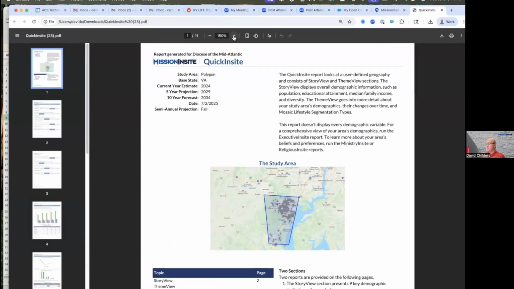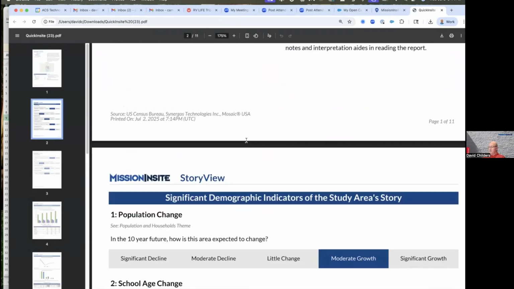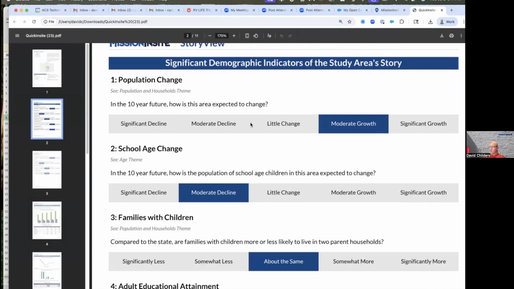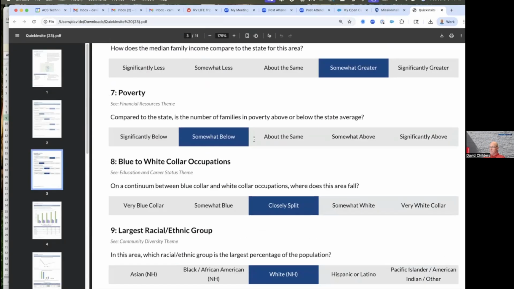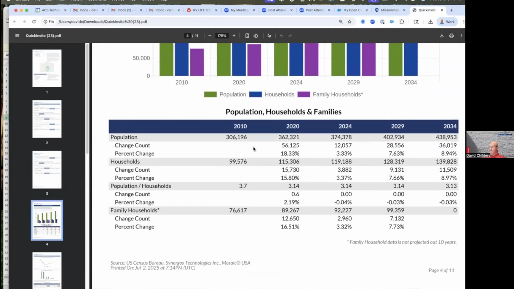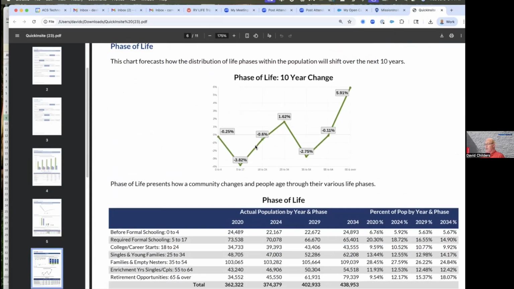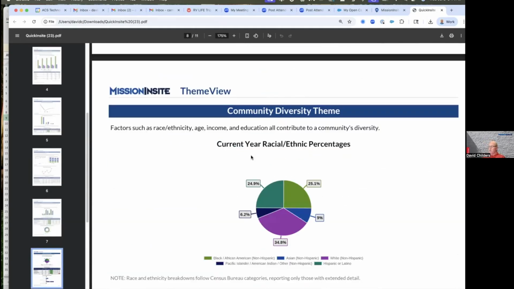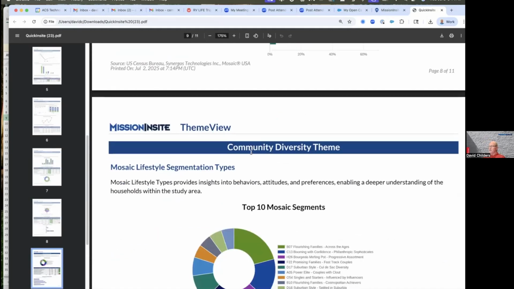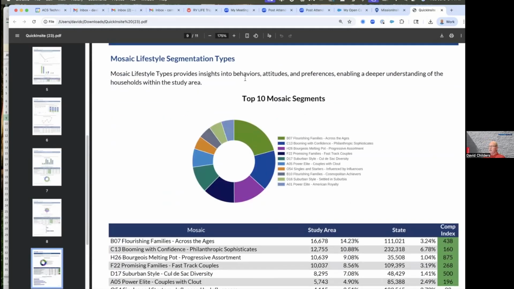Zoom in a touch so you guys can see what I'm looking at. It tells me both the story view that we've talked about. We talked about the theme view. And so I have all of that information. But when I get down to the bottom of this particular report, it has, guess what? The Experian Mosaic, top 10 Mosaic segments.